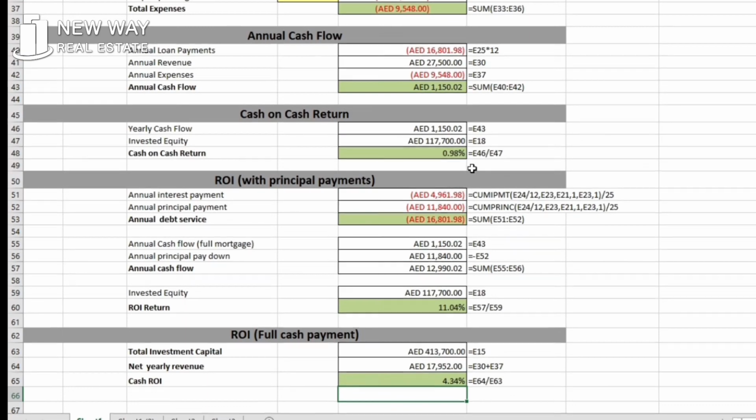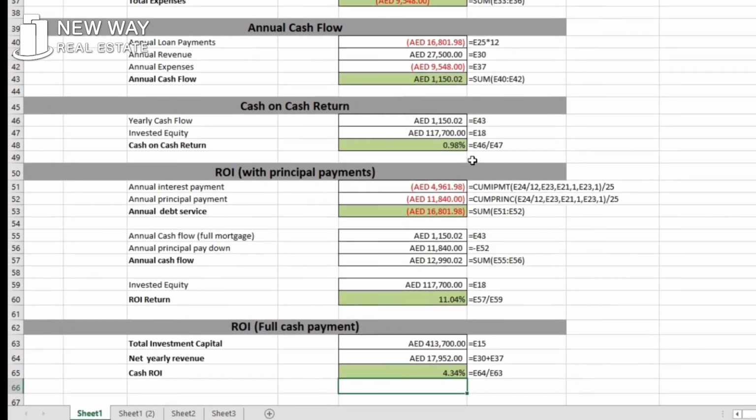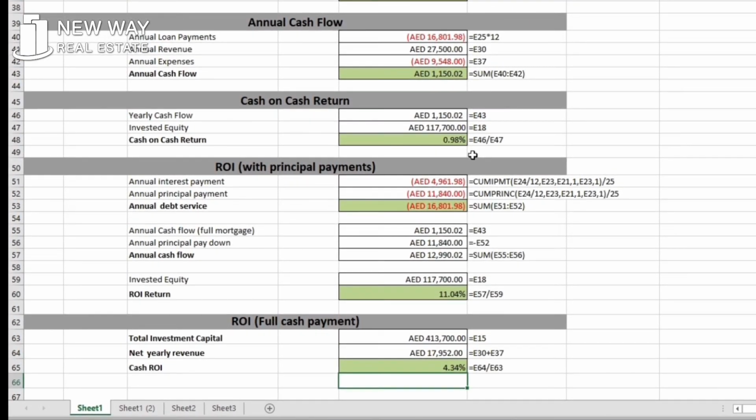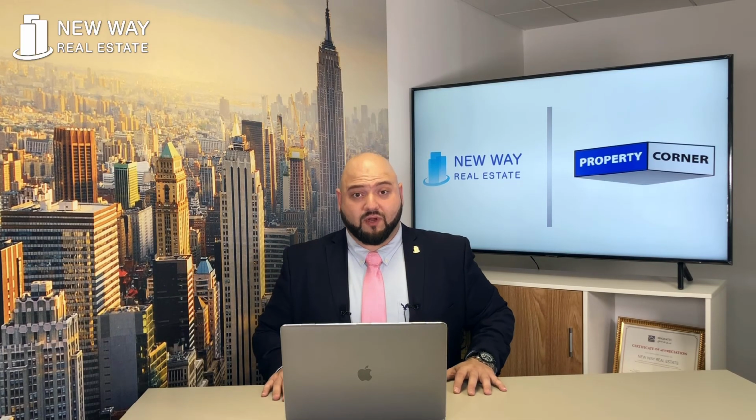Now we get 4.34% if you had paid for the whole amount in cash. That sounds better than the cash flow that we're seeing up there, but not the same as the ROI when we're factoring in the principal. I'm so glad we're done with that.